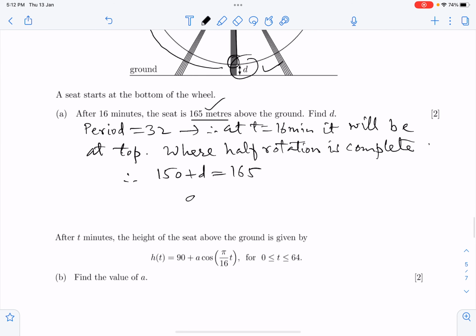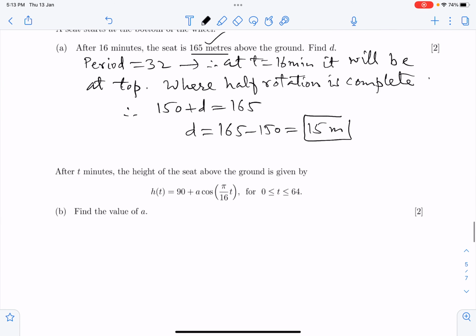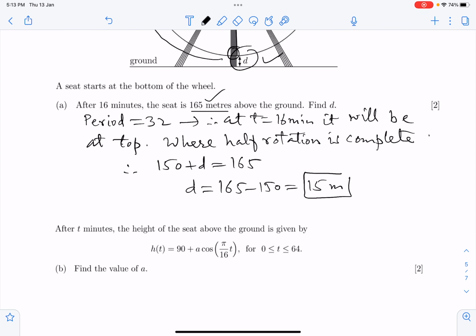So from this we get d is equal to 165 minus 150, so it will be 15 meters. So the value of d is 15 meters. So we got that answer. Okay, no need of the equation of this wheel is required.